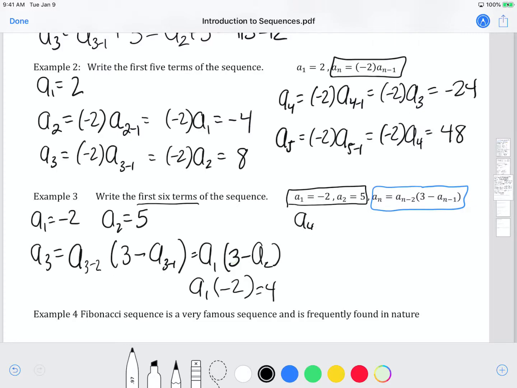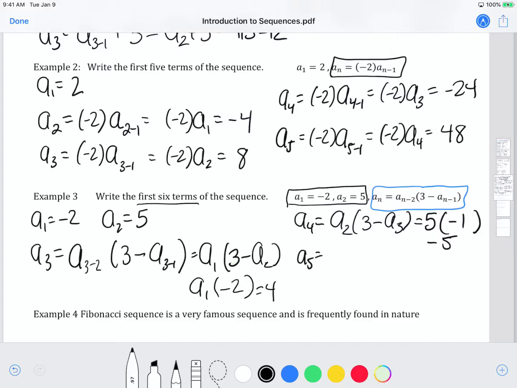Now let's do a4. A4 says I'm going to take a, 4 minus 2, which is a2, times 3 minus a, 4 minus 1, which is a3. Well, a2 is 5, and I take 3 minus a3. A3 is 4, so I take 3 minus 4 inside the parentheses. That gives me a -1, and then 5 times -1 is -5.